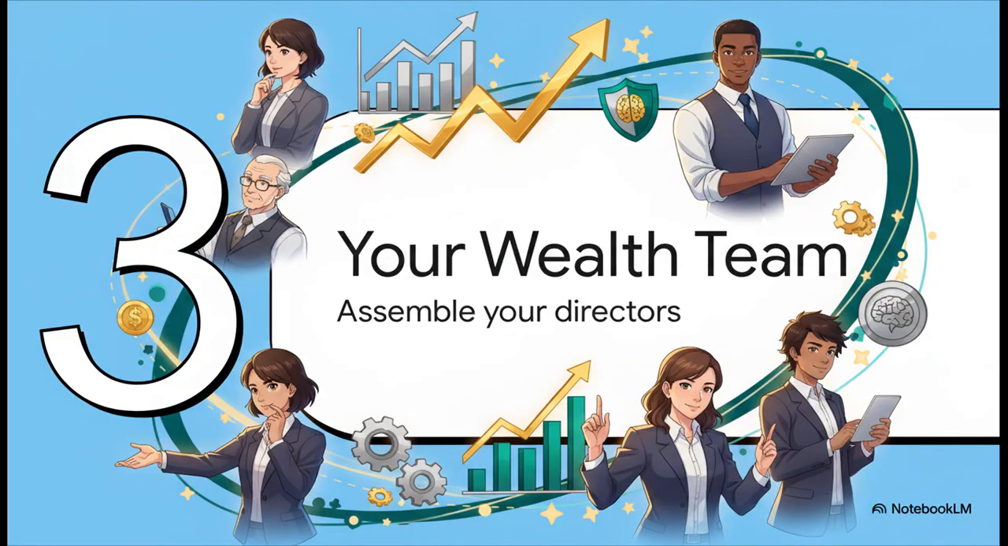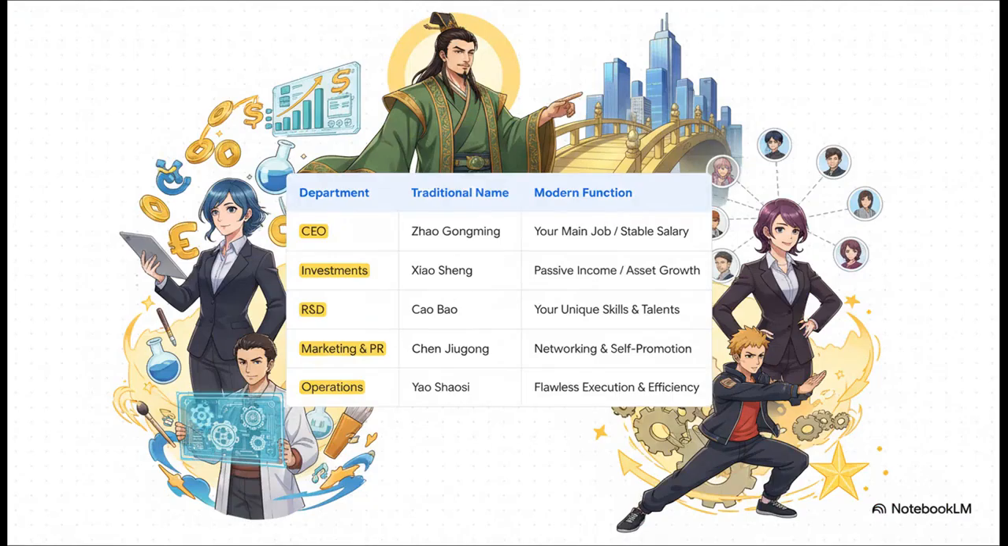But this doesn't happen in a vacuum, you know. You're not doing this alone. It's time to assemble your personal wealth team. Think of them as your own personal financial board of directors. Okay, this is so brilliant. It shows how ancient wisdom maps perfectly onto modern business. But it's also a powerful psychological framework. When you turn a huge goal like get rich into a company with 5 distinct departments, you prevent overwhelm and create a real focused plan.